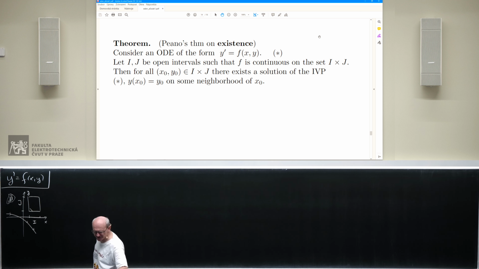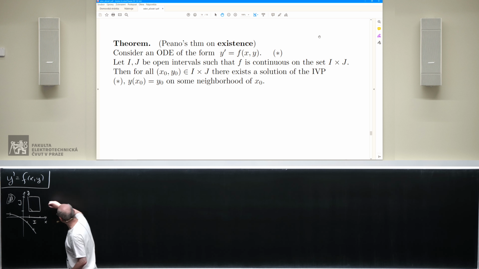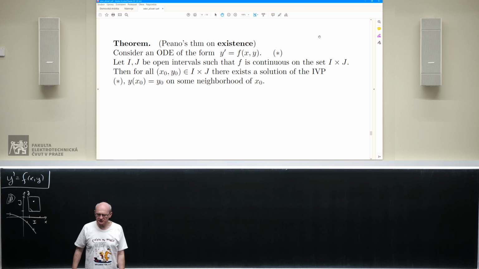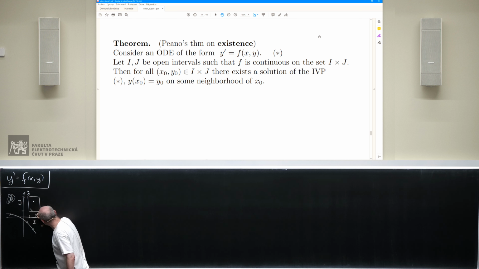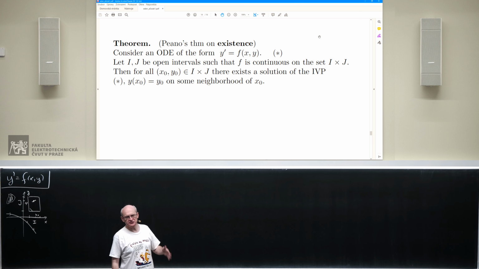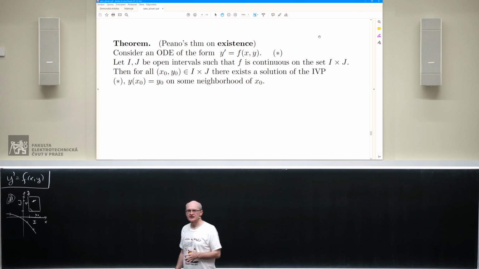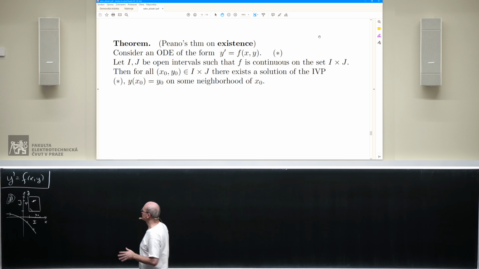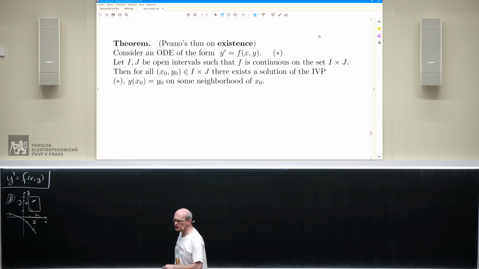And the theorem says, if we can find an open rectangle on which the right-hand side as a function of two variables is continuous, then for every point of this rectangle, here we go, there exists a solution passing through it, but it only exists on some neighborhood of x0, which is the x-coordinate. Here is x0, here is y0, and through this point there passes a solution which is guaranteed to exist on some neighborhood, and we don't know how large. So the good news is we get existence with a fairly mild assumption, continuity. Continuity is quite weak.